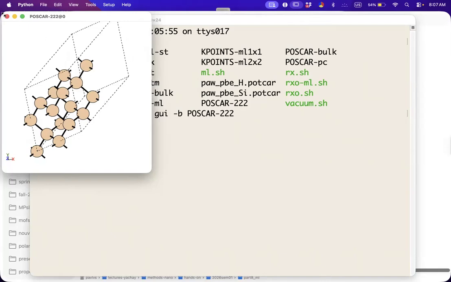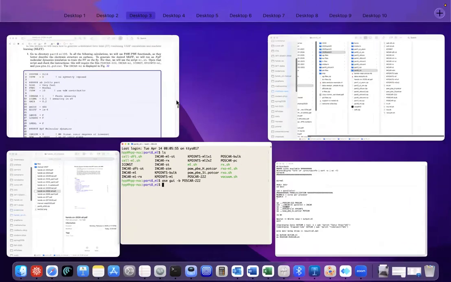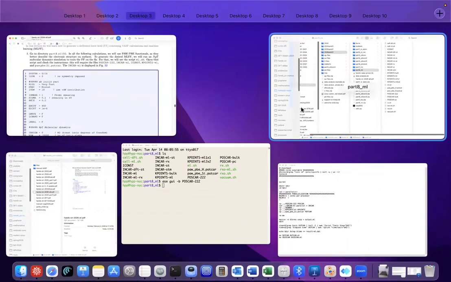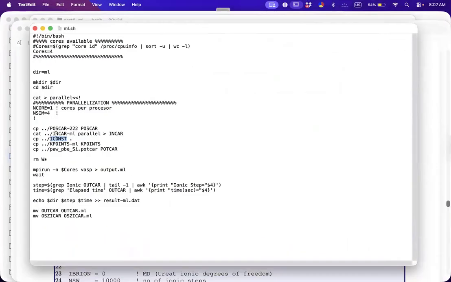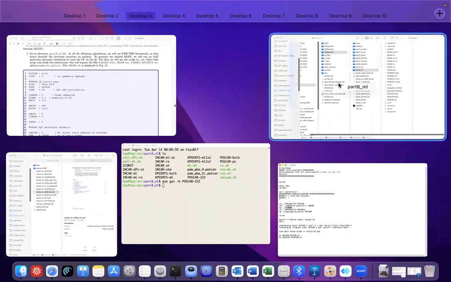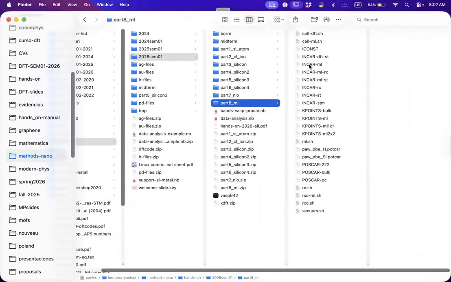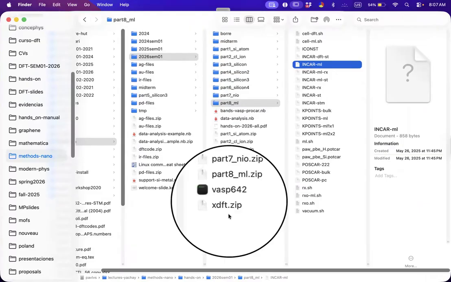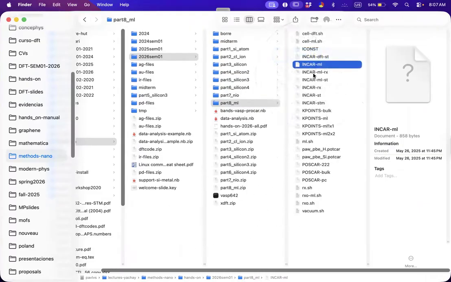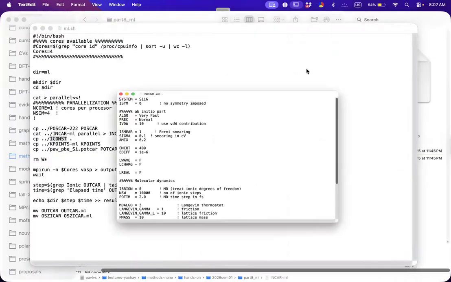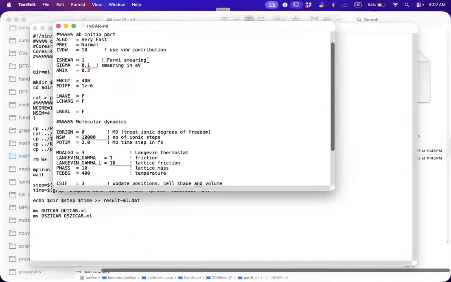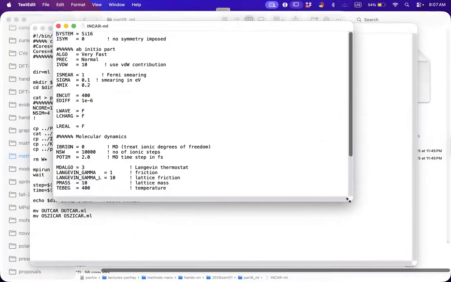Okay, so accordingly, let me see the POSCAR file, the INCAR ml. So let's see what this INCAR ml is here. You see? There it is. The INCAR ml is actually presented in the manual itself.